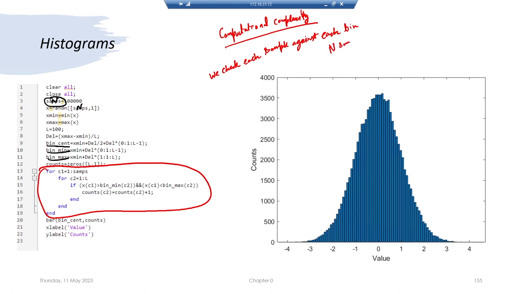So, N samples are compared against L bin boundaries twice. So, you require an order of NL floating point operations.